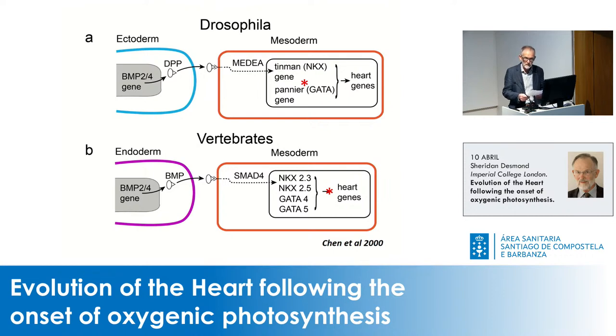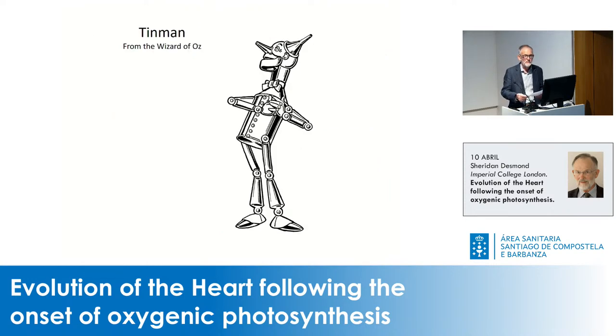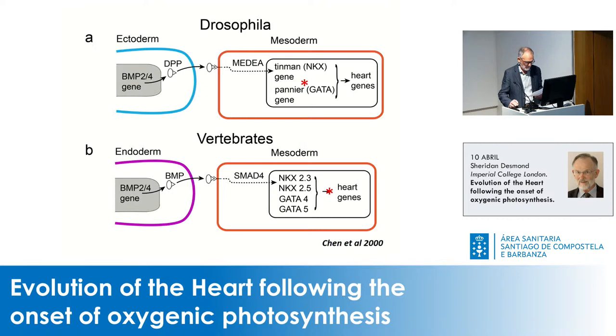And it was for this reason that it was named Tinman, after the character in the story of the Wonderful Wizard of Oz, who, if you remember, could not fall in love because he did not have a heart due to the spells of the Wicked Witch. So in Drosophila, Tinman protein is essential for expression of several genes which regulate early development of the heart.